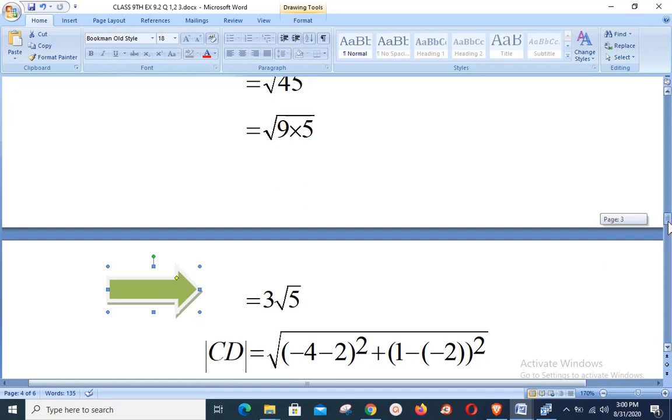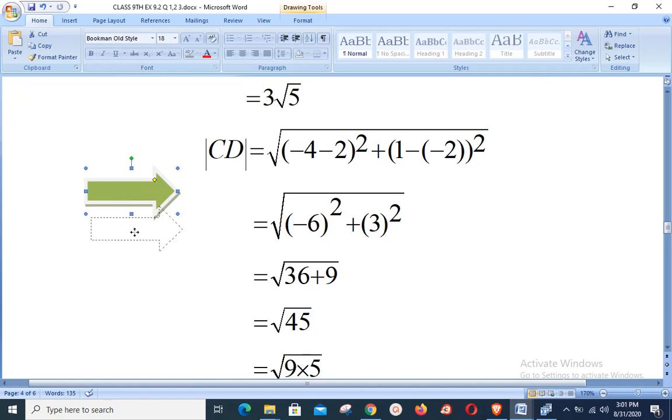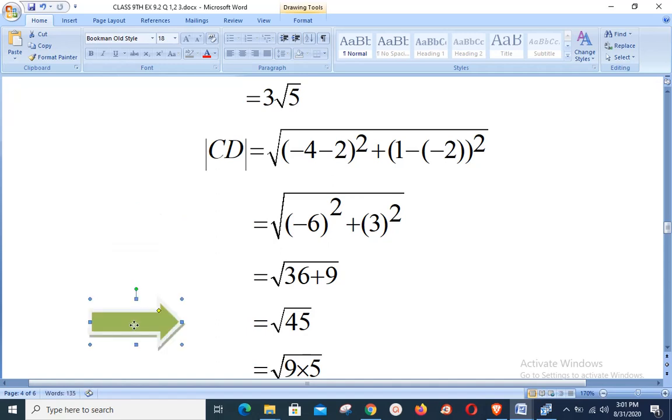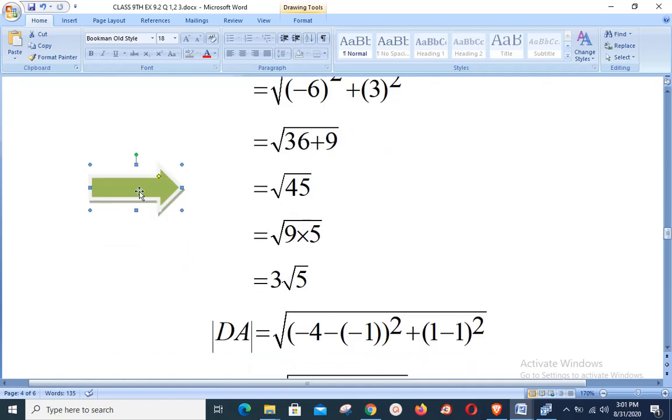Next we calculate CD distance. What is the result? Again we apply the same rule. What is the rule? Distance formula says x2 minus x1 whole square plus y2 minus y1 whole square, whole inside the root. Applying, we have minus 4 minus 2 whole square plus 1 minus into minus 2 whole square, whole inside the root. Simplification gives us minus 6 whole square plus 3 whole square. Again we have 36 plus 9, that makes again 45 and is written once again as 9 multiplied by 5. The result is again 3 into square root 5.